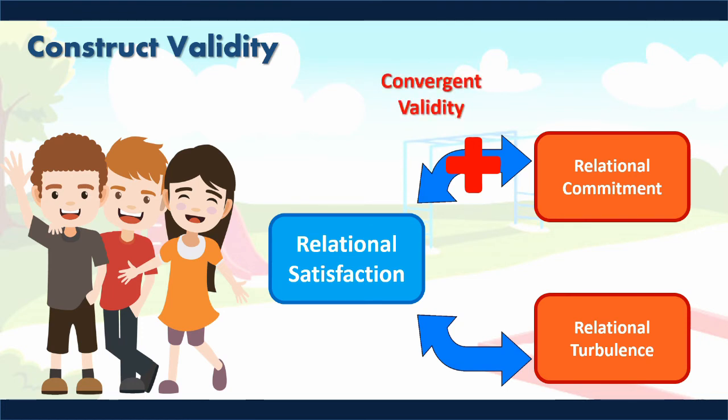I would also see whether there's a strong negative relationship between its scores and scores on a relational turbulence measure, because that's what's argued in relational turbulence theory. If I find a strong negative relationship between scores that should be negatively related, it gives me evidence of what's called discriminant validity.